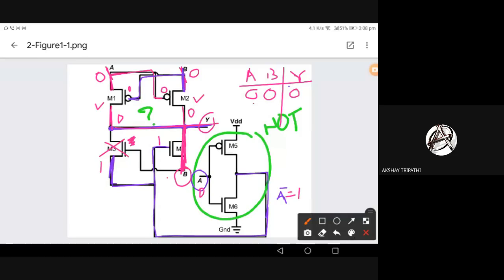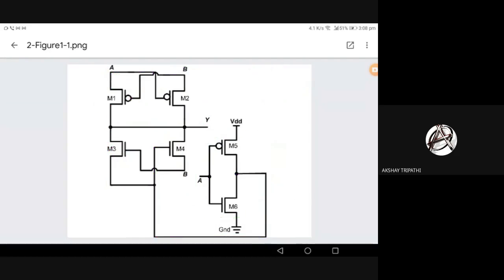Now let's put A equal to 1 and B. Sir, when A was 0, M3 would be on, right? M3 is NMOS, M4 is NMOS. Yeah, M4 is on. So won't we take high voltage in Y? No, actually, when M4 is on, you should remember what happens. You can see M4 is connecting B to Y. So M4 is on, so B, which is actually 0, is connected to Y.